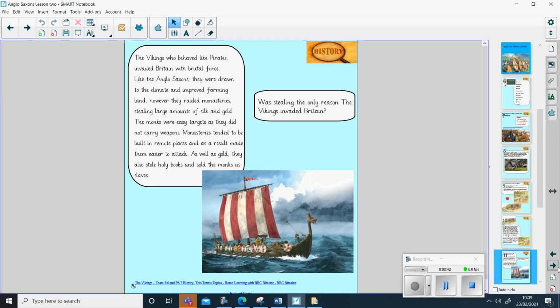They knew that that monastery was full of silk and gold, which is like treasure to the Vikings. And they could steal that. They could kill the monks, or they could make those monks become slaves. They could sell them as slaves. They were described as a heathen army. Heathens are people that have no religious beliefs. Very different to the monks that they were attacking. And in our next lesson, we're going to look really closely at the attack on Lindisfarne.